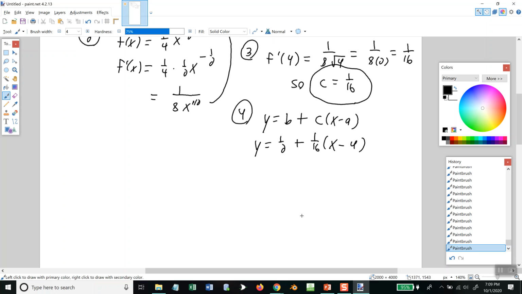Now, we'll simplify that. That gives us 1/16 x, multiply those together, minus 4/16. 4/16 is 1/4, so I got 1/2 minus 1/4. So we got 1/16 x. And let's say negative 1/4, and this would be 2/4, so that gives me a positive 1/4.